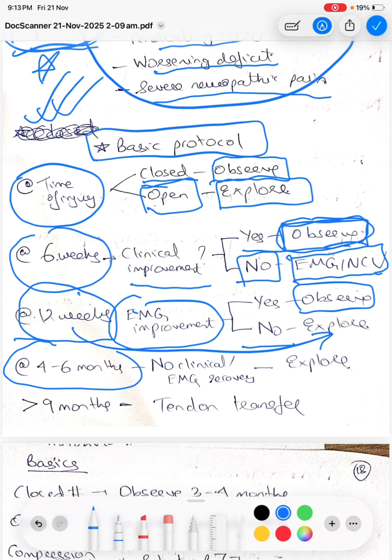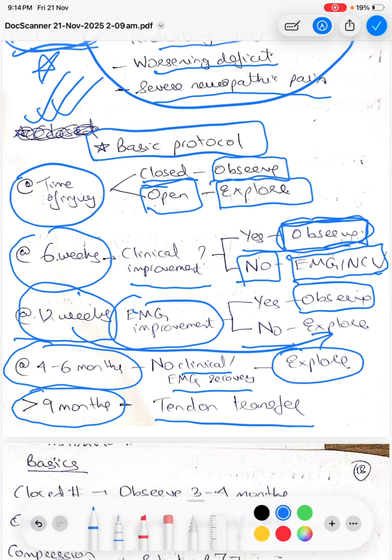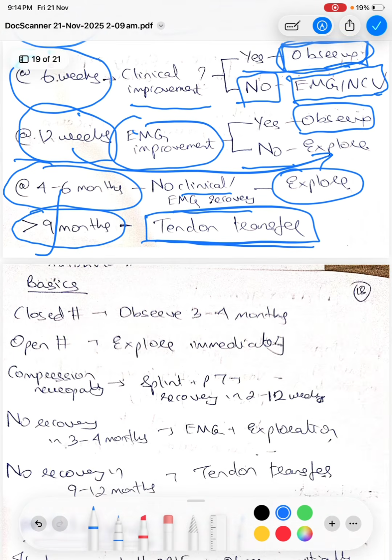At 4 to 6 months post injury, if there is either no clinical improvement or no EMG recovery, you definitely go for exploration. Okay. And then at the end, at more than 9 months, you go for tendon transfer. So the ideal time is between 9 to 12 months. We will discuss the reason in the further slides. Okay, so this is the basic protocol of understanding.